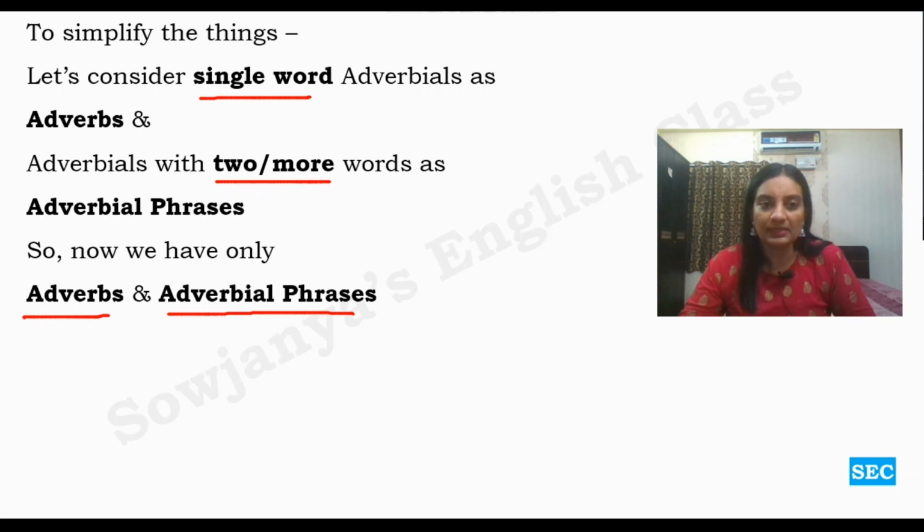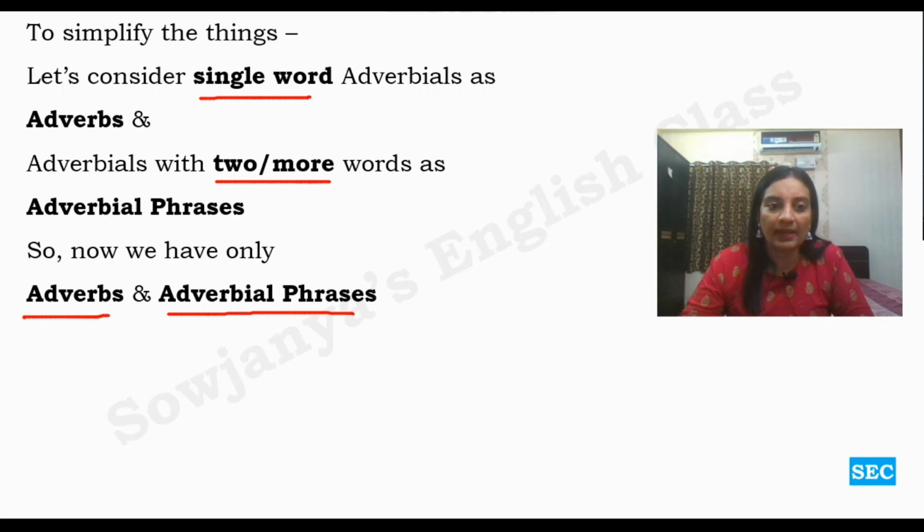What is the necessity for us to call single word adverbials as adverbials? Why can't we call them adverbs? Of course we can call them. In the beginning, as a ground rule, I already told you, all adverbs can be adverbials. So single word adverbials are adverbs. We have already learnt that. Adverbs can be adverbials when they are only single word. That we have already learnt.